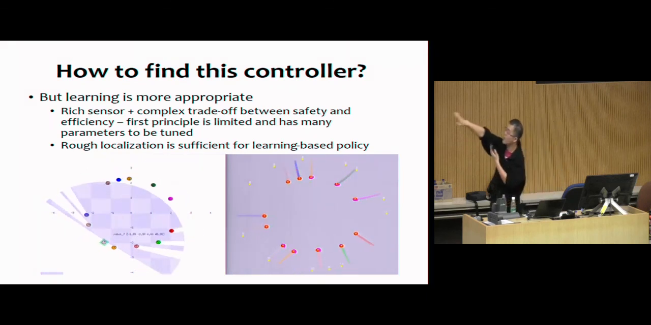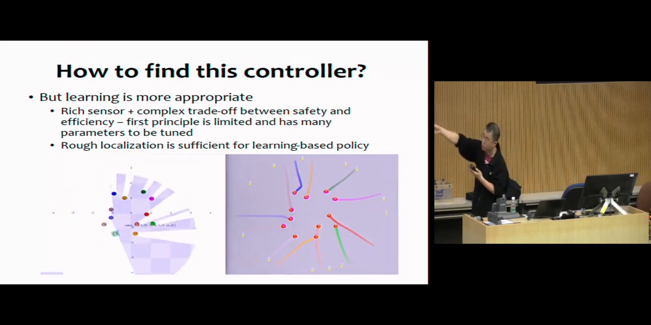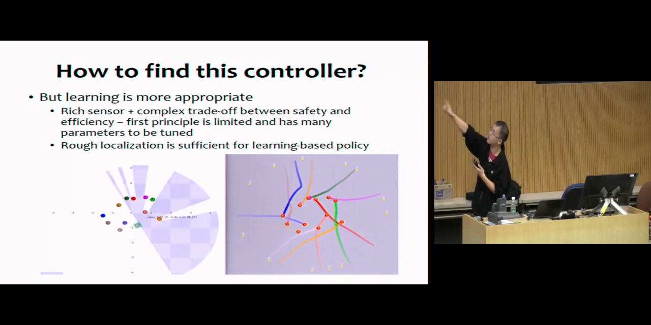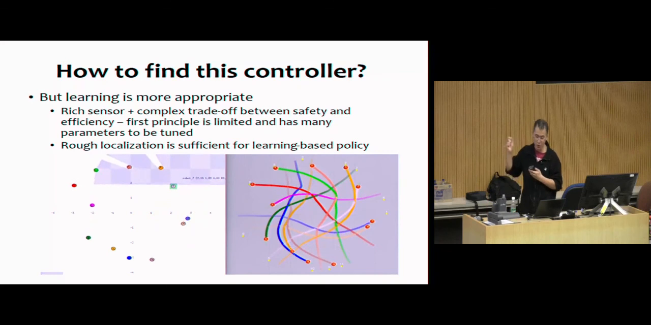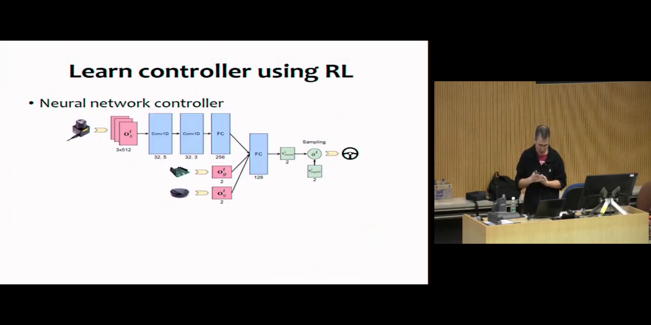And then if everyone is using the same controller, eventually they can cooperate very well in the scenario. Okay, so this is what we are doing. So how can you use learning to get this controller? We just use reinforcement learning. This is the controller framework pipeline.